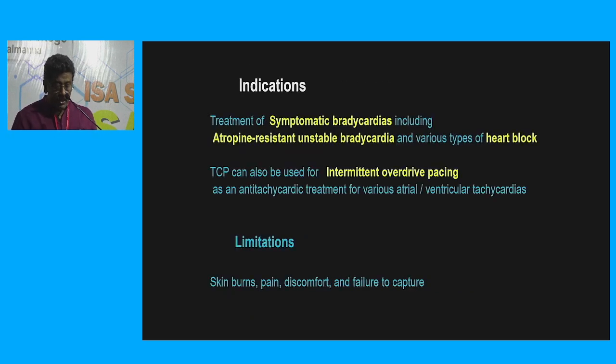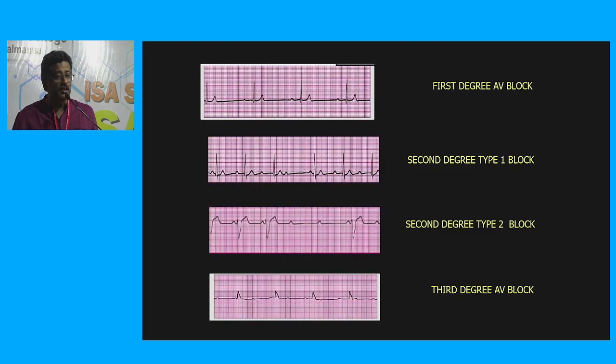Indications: treatment of symptomatic bradycardia, and those bradycardias which are not responding to atropine. You can also use intermittent overdrive pacing, where there is a tachycardia and you try to increase the rate above the intrinsic rate in order to suppress it. You can use it there also, but mainly it is used in symptomatic bradycardia. These are the 4 rhythms.